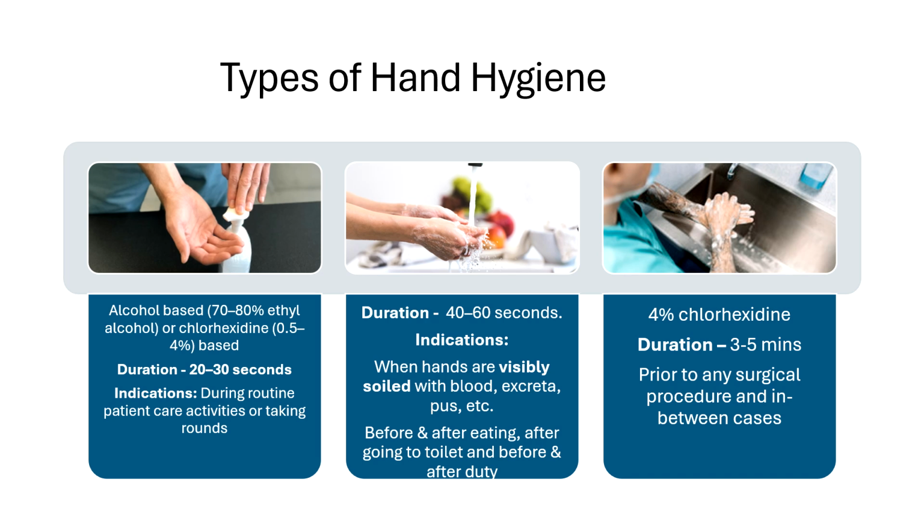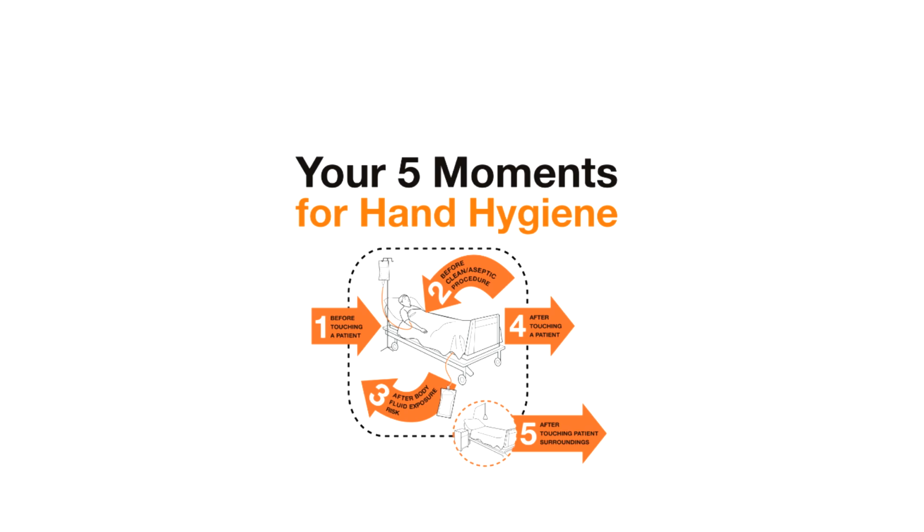For hand wash, there are certain indications: before and after eating, after using the toilet, before and after doing your duty, before performing any surgical or minor procedures, and when your hands are visibly soiled. The duration is 40 to 60 seconds, and soap and water can be used. Surgical hand wash requires 4% chlorhexidine. The duration is 3 to 5 minutes, and it should be done before any surgical procedure or in between cases.